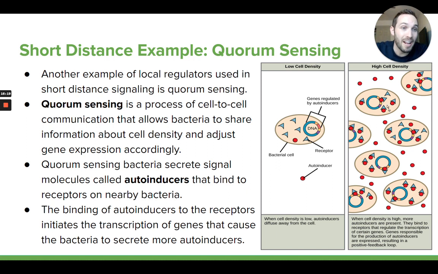And what's going to happen, since they're all in the same situation and the same environment, is once one of these cells has met the threshold, it's very likely that all the other cells are also reaching the threshold at the same time because they're all in the same environment.